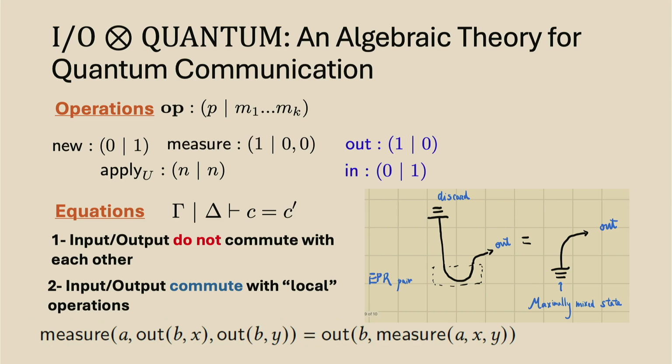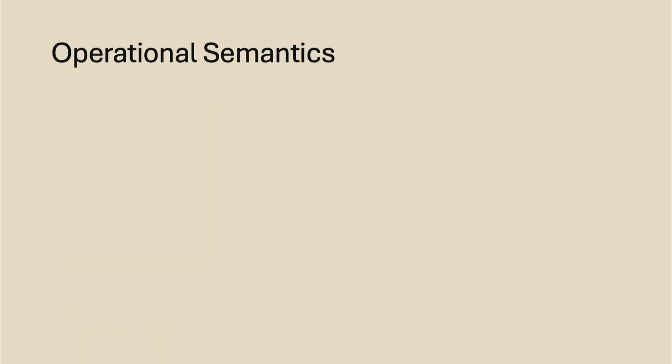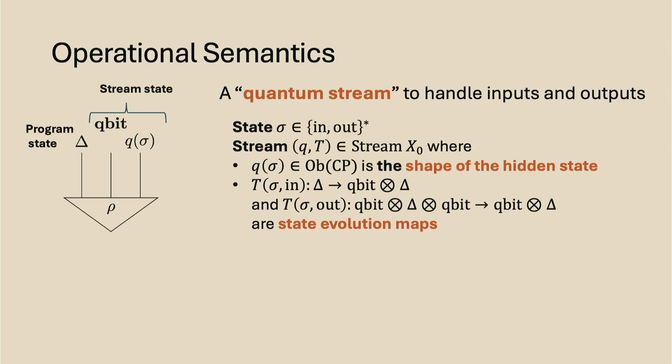Right. Now let's see how we develop an operational semantics that will soundly implement our algebraic theory. The idea is not very complicated. It's very standard. When you have I/O, you want to define some notion of environment and a way of interacting with the environment. The way we do this here is by defining a quantum stream. You can think of a quantum stream as a state machine. If you ask for an input, it gives you one. If you're given an output, it consumes it.